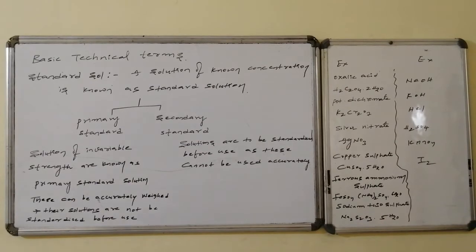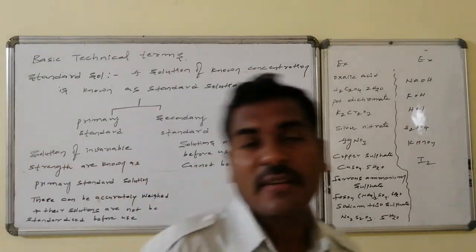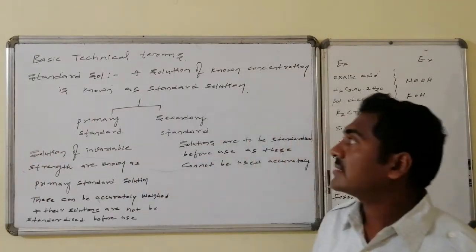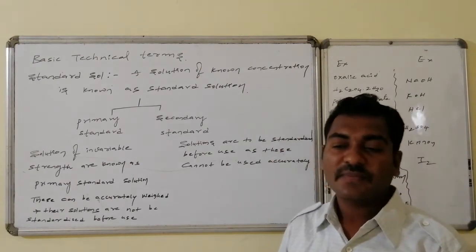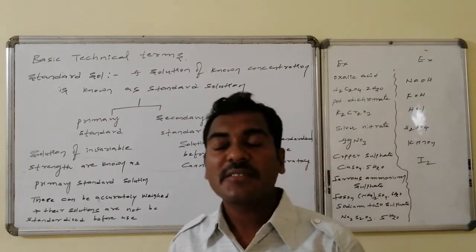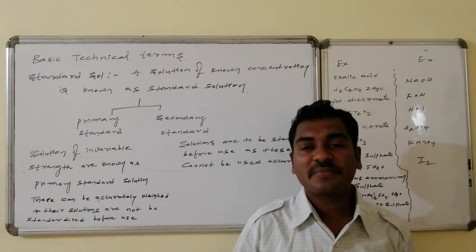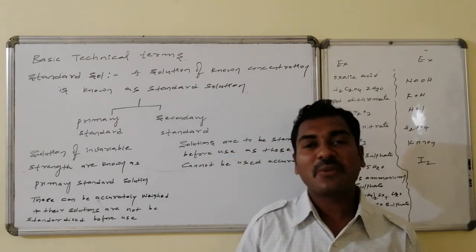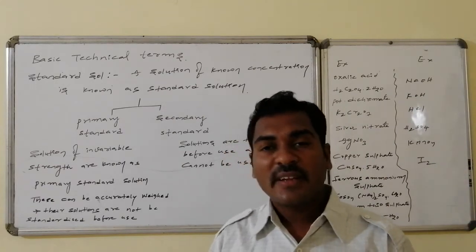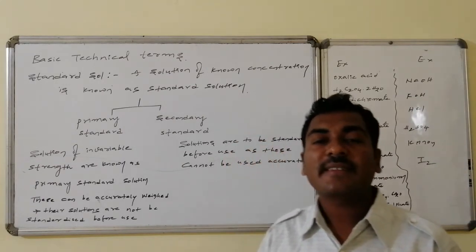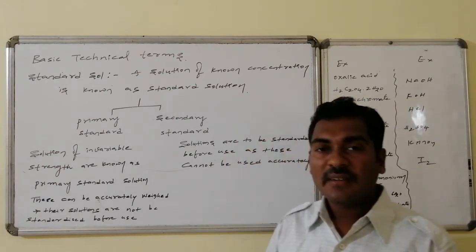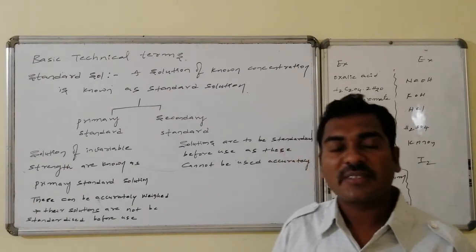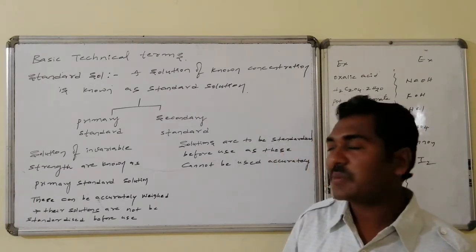Some more basic technical terms before going to the redox reactions related calculations. Standard solution. A solution of known concentration is known as a standard solution, or a solution of known strength, known amount and known volume is known as a standard solution. And once again, this standard solution is categorized into two varieties. One is the primary standard solution and the second one is the secondary standard solution.